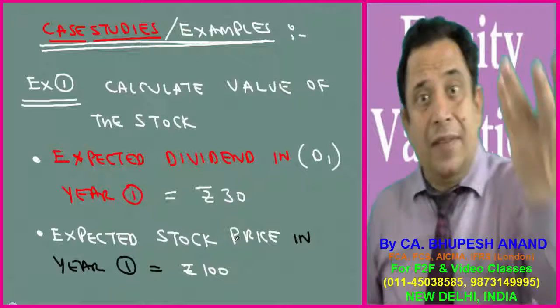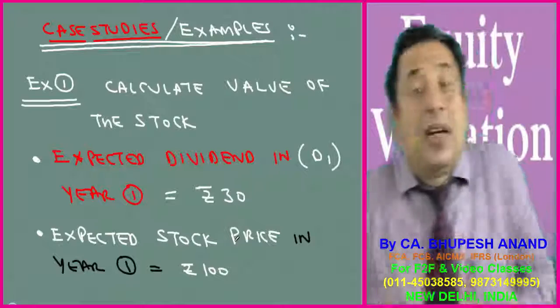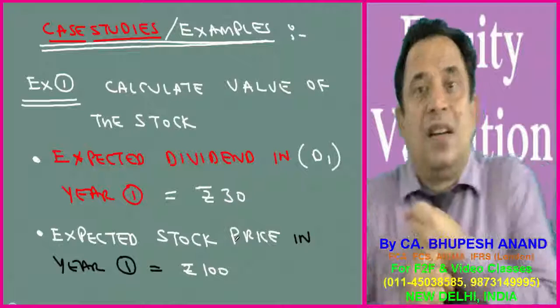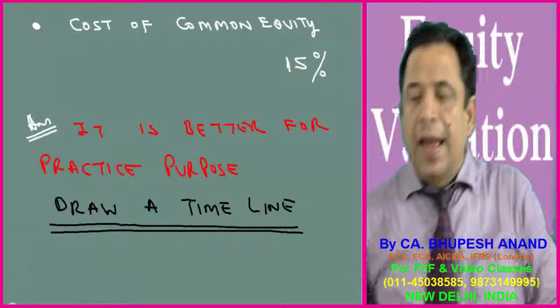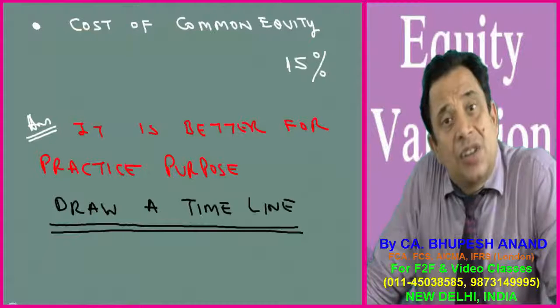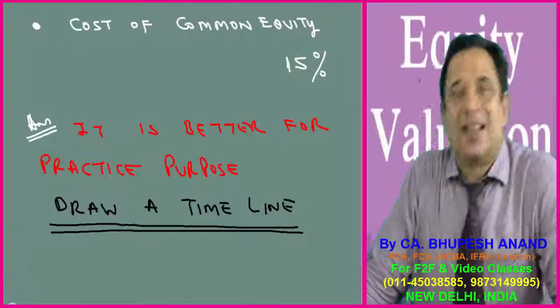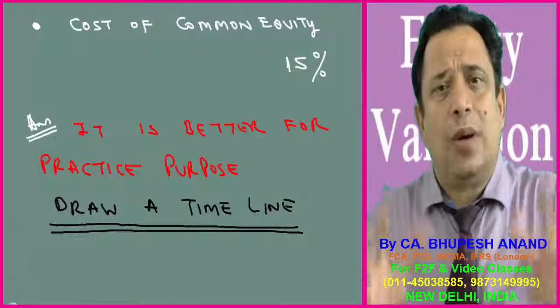So expected dividend D1 is 30 rupees or $30. Expected stock price, it means if an investor wants to sell it after 1 year, then he will be getting 100 rupees or $100. And the expectation of that shareholder, how much is the appropriate cost of equity, that is 15%. So I will be calculating the value.